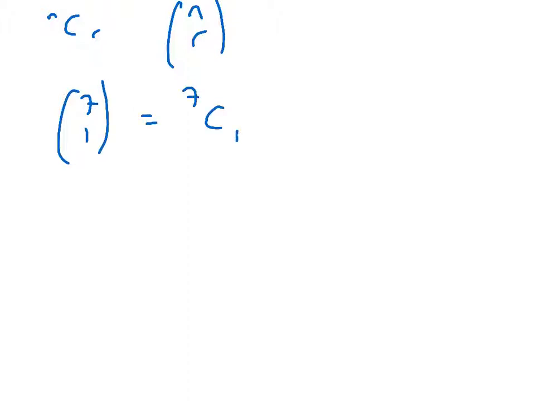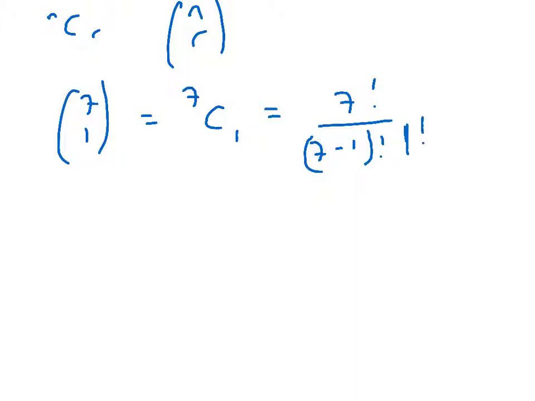So a couple of things. N choose r can be written in vector form or column matrix form, so n over r, like so, okay? So if I had 7 over 1, this is the same as saying 7 choose 1, which from our formula is 7 factorial over (7 minus 1) factorial times 1 factorial.